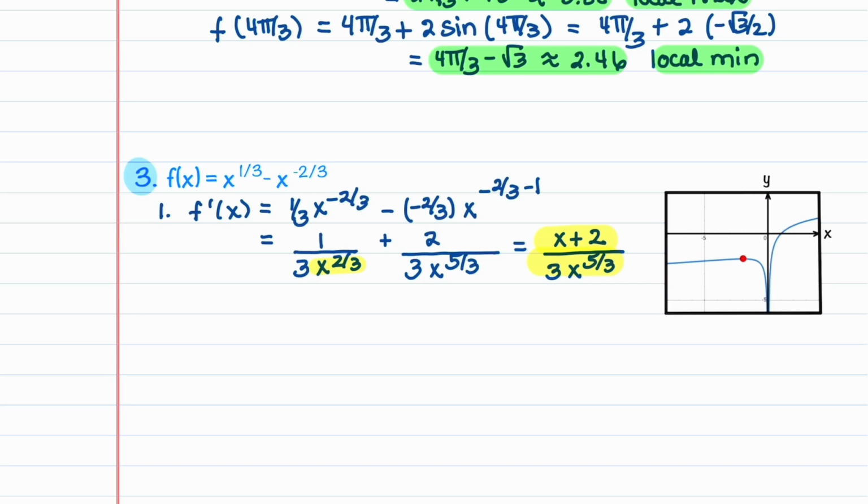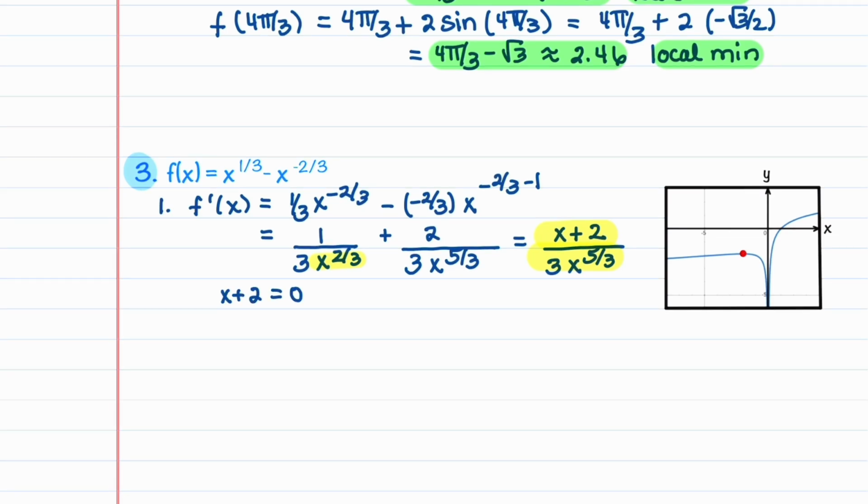To find the critical values, we are going to look at where the derivative is equal to 0 to start. So we're going to set x plus 2 equal to 0. This gives us that x is equal to minus 2. I'm going to highlight that because that is a critical value. Now we are going to look to see where the denominator is equal to 0, because that can also be a critical value. So we're going to have 3x to the 5/3, set that equal to 0. So that gives us x is equal to 0.